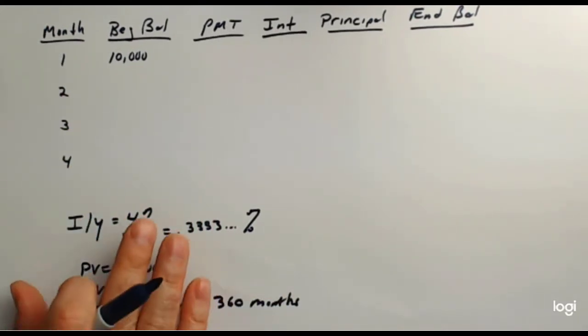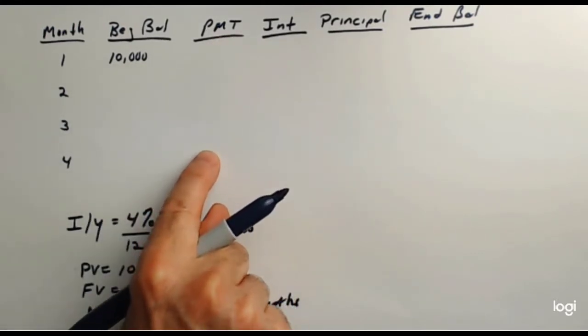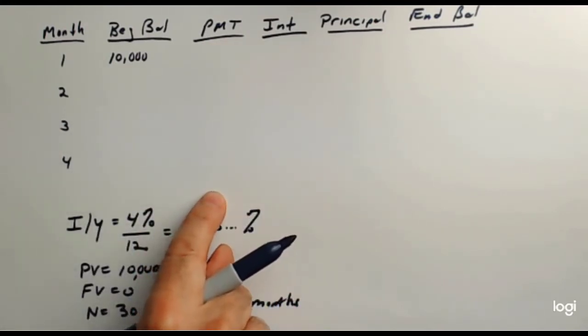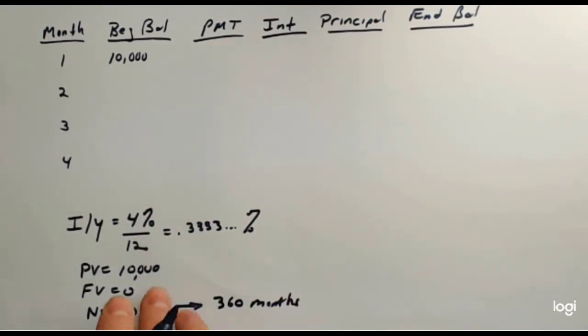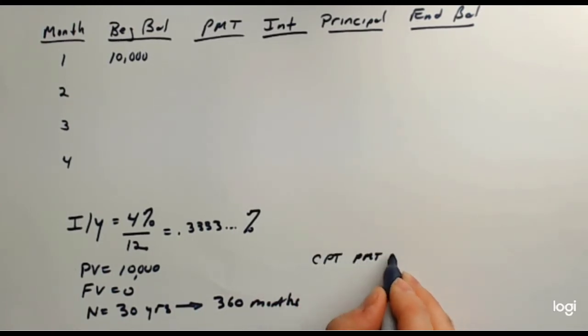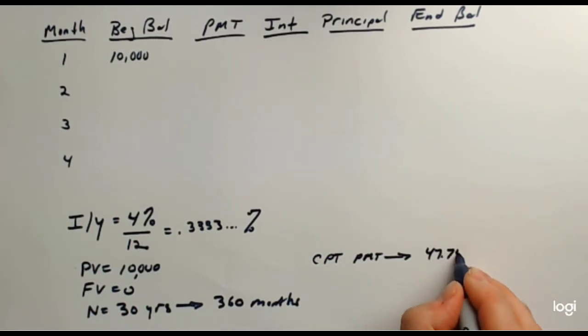So now, given this information, what we need to do is determine a payment that's going to be made. And as I said before, the payment's going to be equal. And if you put this into your calculator and you hit compute payment, out will pop $47.74.